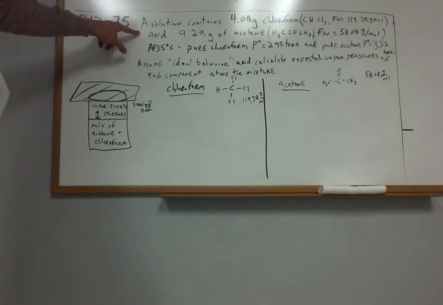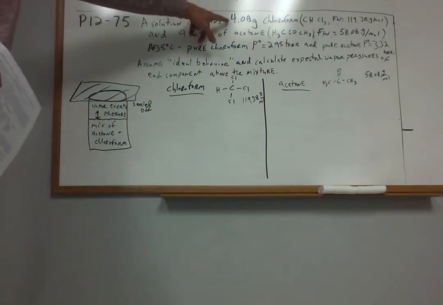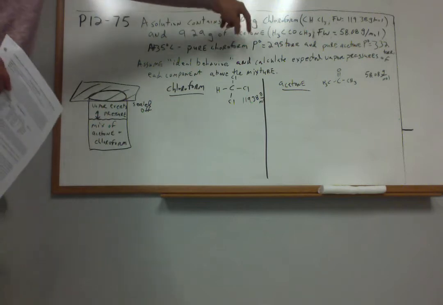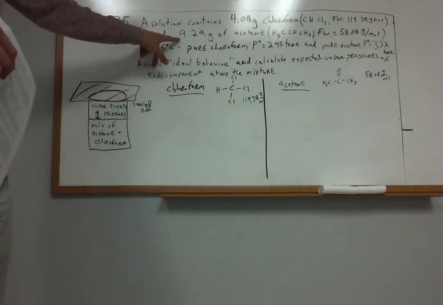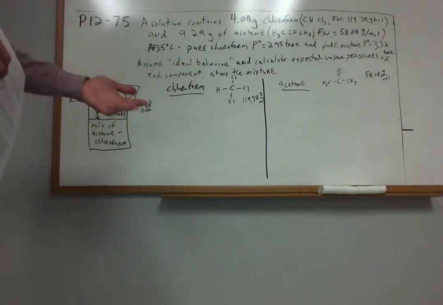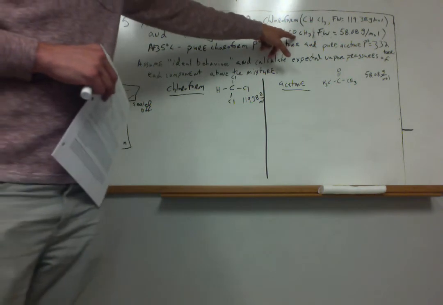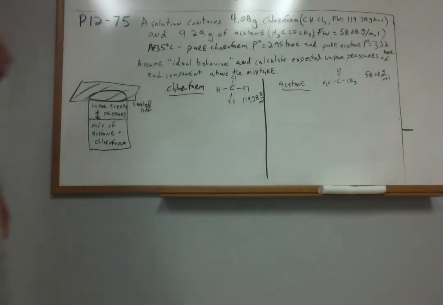There is a solution that's prepared from 4.08 grams of chloroform, this is the formula, the molecular mass, and 9.29 grams of acetone. You mix those two things together to make the solution, or the mixture. Here's the formula for acetone. Its molecular weight is a little over 58 grams per mole.